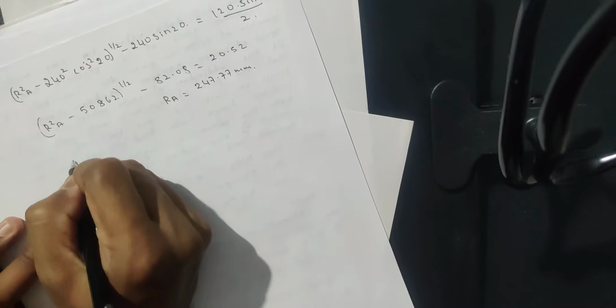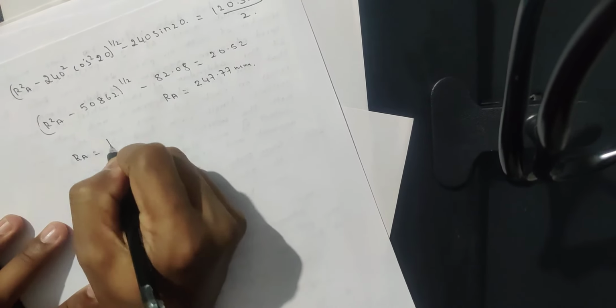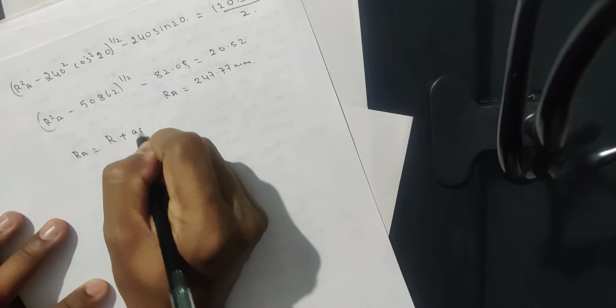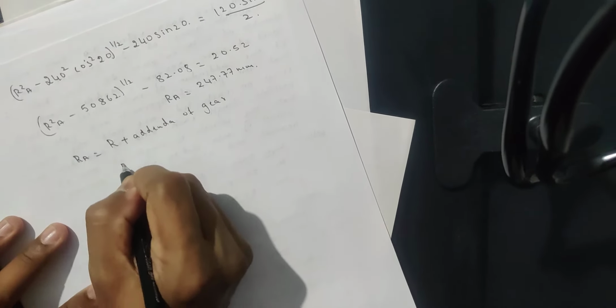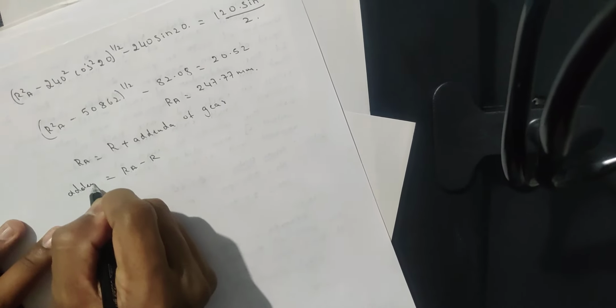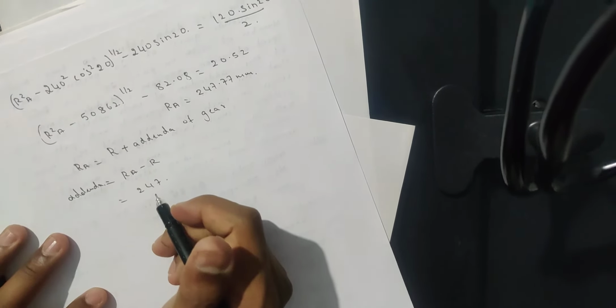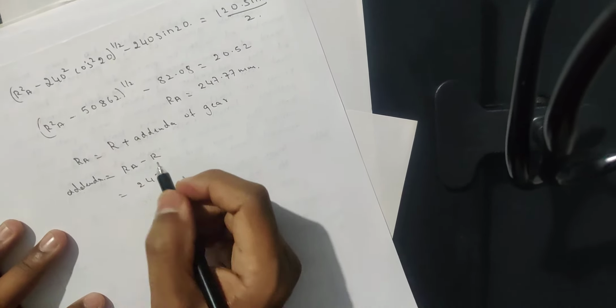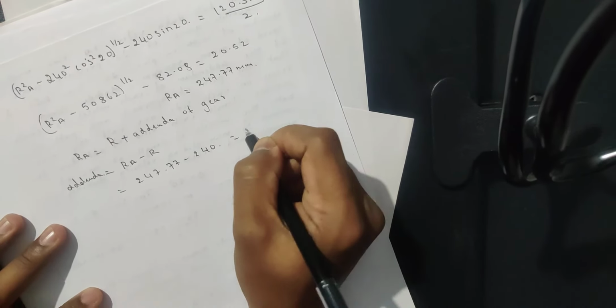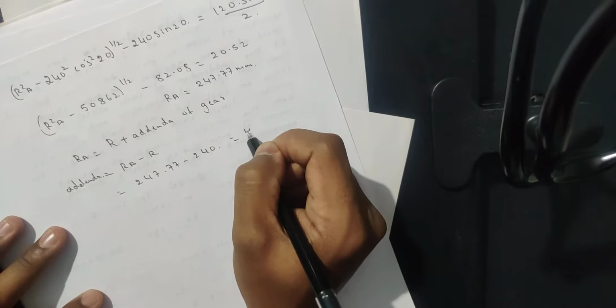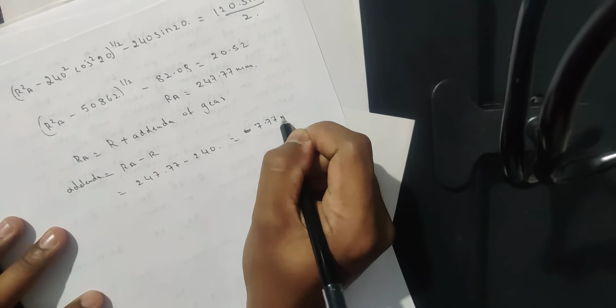So you got RA now. You know the RA formula: RA is nothing but capital R plus the addendum of the gear. If I want to find the addenda of the gear, it will be RA minus R, that is 247.77 minus 240. That gives 7.77 mm.